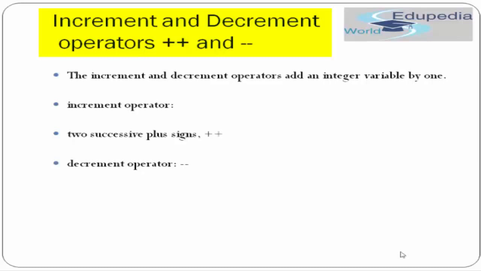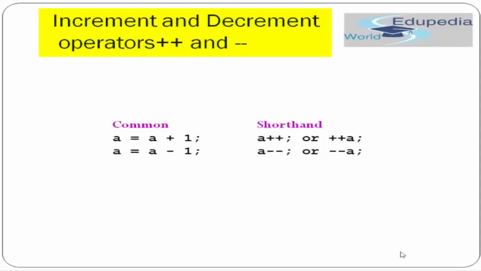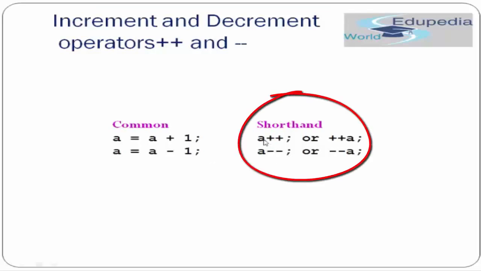So regarding decrement and increment operators, whenever you have to add or decrease an integer variable by 1, we use increment or decrement operators. The increment operator uses 2 successive plus signs, and the decrement operator uses 2 successive minus signs. Okay, so these are some examples of increment and decrement operators. On the right hand side, you can see I'm writing a shorthand notation, where it's a plus plus or plus plus a.